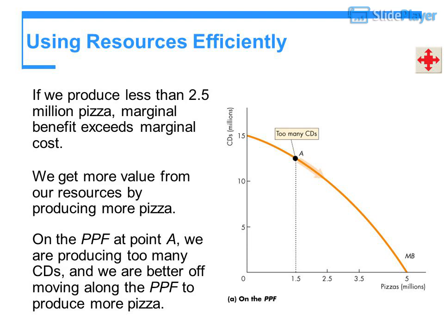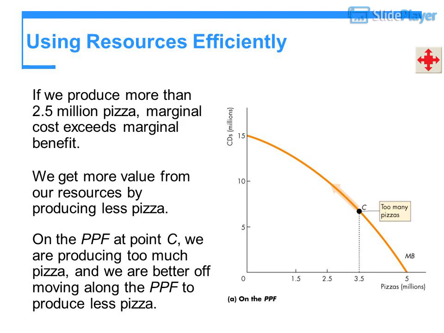On the PPF at point A, we are producing too many CDs, and we are better off moving along the PPF to produce more pizza, using resources efficiently. If we produce more than 2.5 million pizza, marginal cost exceeds marginal benefit. We get more value from our resources by producing less pizza.